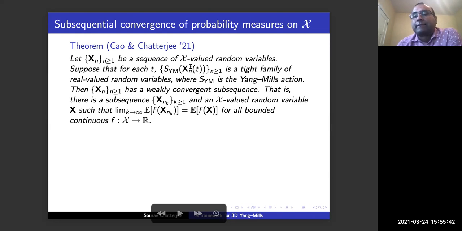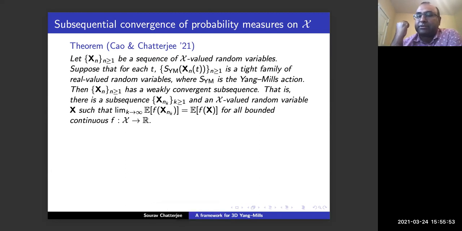That's for each t greater than 0, I think you mean, right? Yes, for each t bigger than 0, suppose the Yang-Mills action completely determines the tightness. Recall that in the definition you have the Yang-Mills heat flow, and the Yang-Mills action comes in. If the Yang-Mills action applied to these random variables at each time t gives a tight family, then you can deduce that this is weakly convergent.